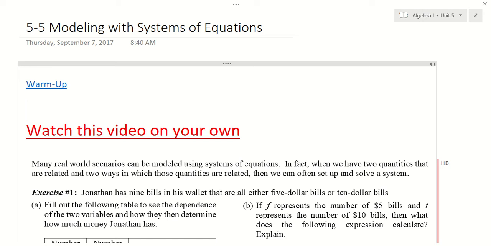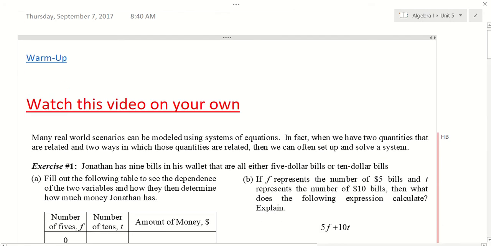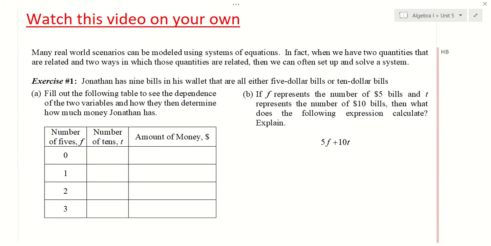Okay, so here are some real world scenarios that can be modeled using systems of equations. First one, we've got Jonathan who has 9 bills in his wallet, so that's important. He has either $5 bills or $10 bills. So first they want us to think about this and try to fill out our table. If he has 9 total bills and he has 0 $5 bills, that means he must have 9 $10 bills.